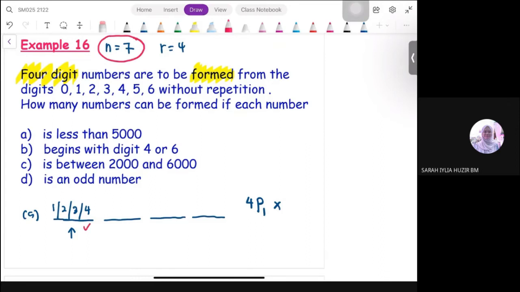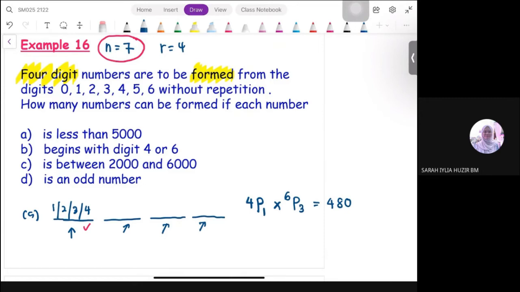One number I already used on the first box, on the first space. Means now we are left with 6 options. Ada 6 lagi nombor kita belum pakai. So out of 6 options, how many empty spaces do we have left? Kita akan ada lagi 3 tempat yang kita boleh susun. So 6P3. 4P1 times with 6P3, our answer should be 480.